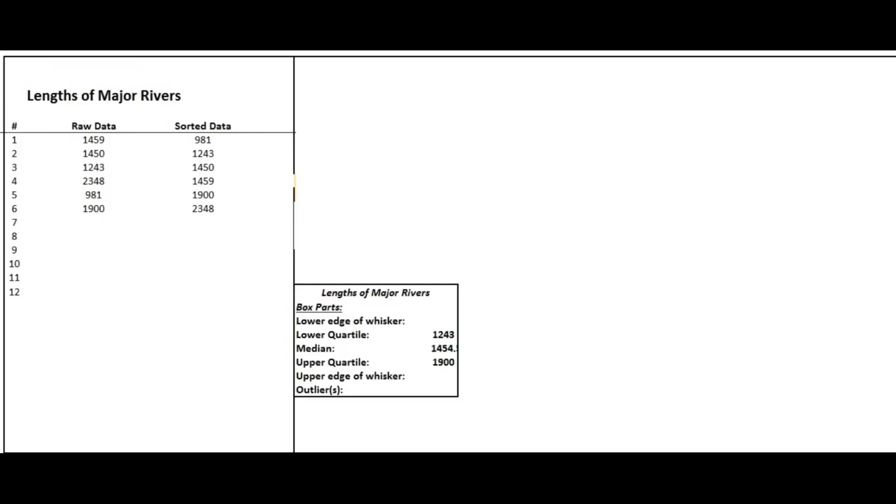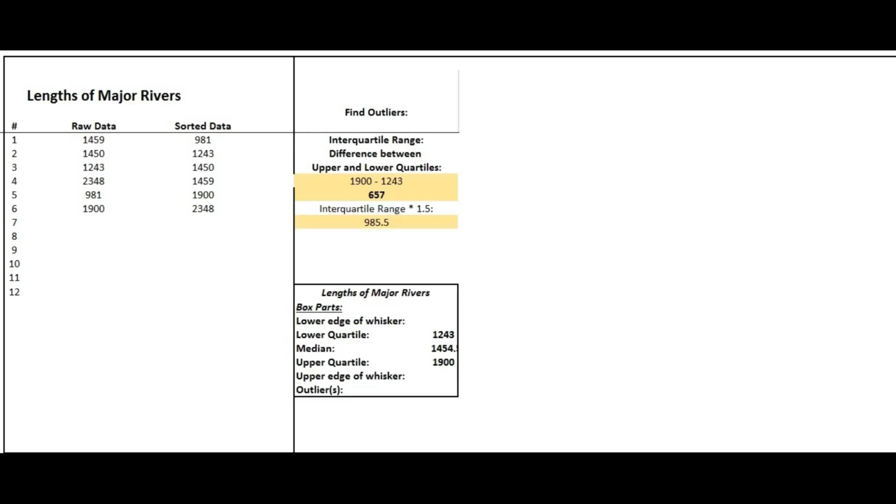All right, so now we get to the interquartile range. At this point, we subtract 1243, our lower quartile, from 1900, our upper quartile. We end up with 657. Now we have to figure out our boundaries to see if we can find our outliers. That's the interquartile range times 1.5. If you multiply 657 times 1.5, you end up with 985.5.